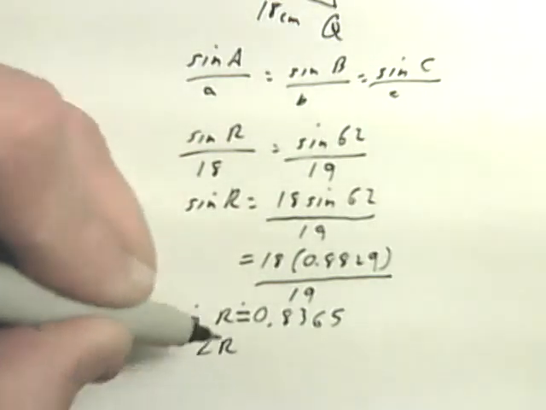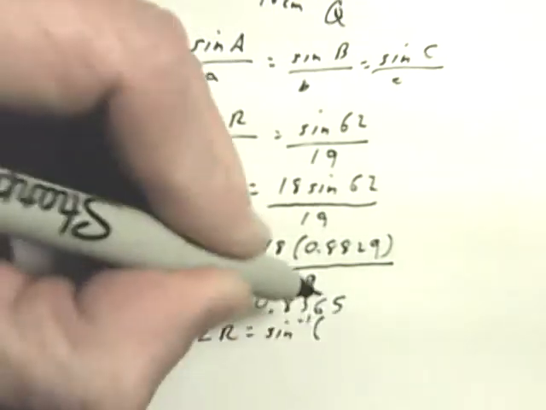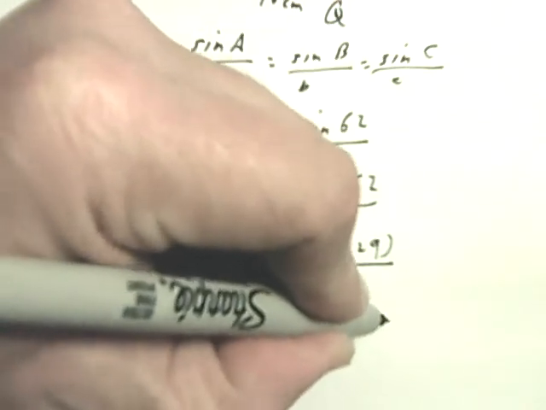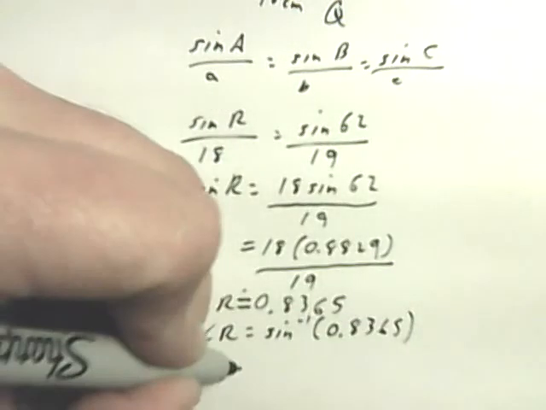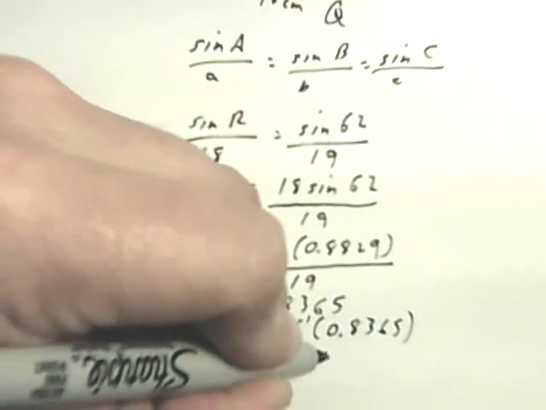So angle R will be equal to sine^-1 of 0.8365, and that works out to approximately 56.8 degrees.